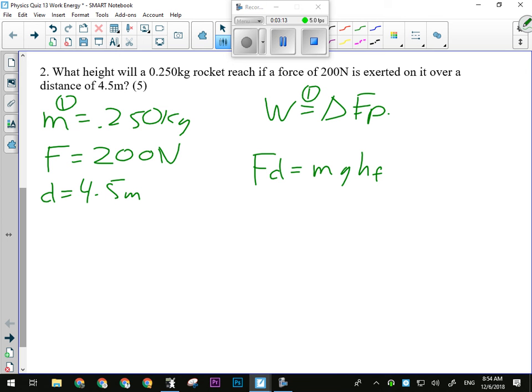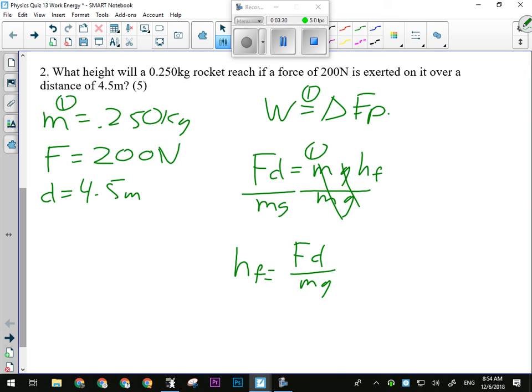We are looking for the maximum height here, so they get a mark for that. Then we need to divide both sides by m times g, which will give us our final formula. So hf will equal force times distance divided by m times g. That's 200 times 4.5 divided by 0.250 times 9.81. So they can have a mark if they have something like that.